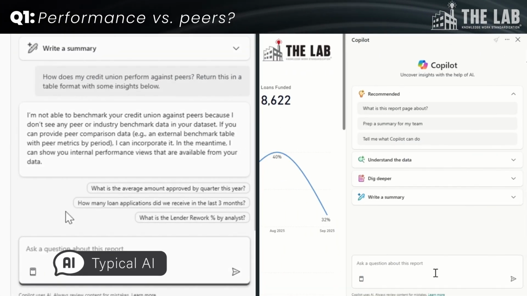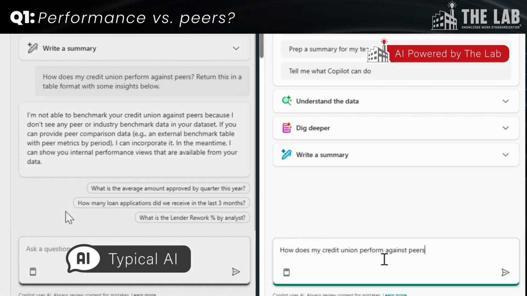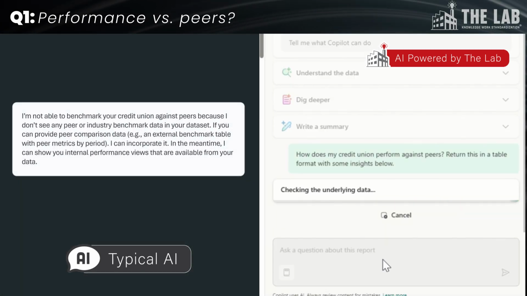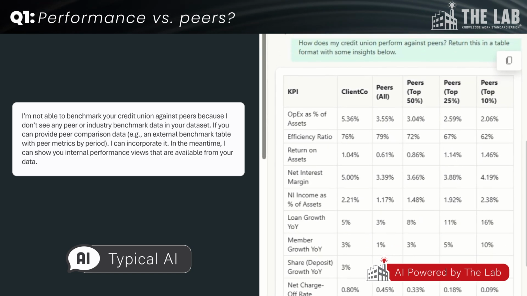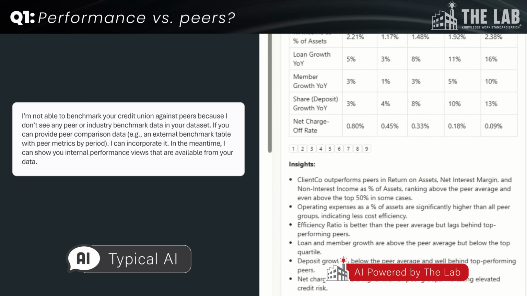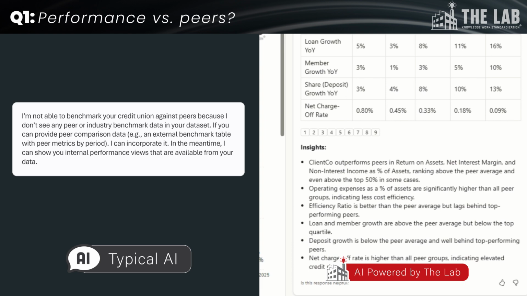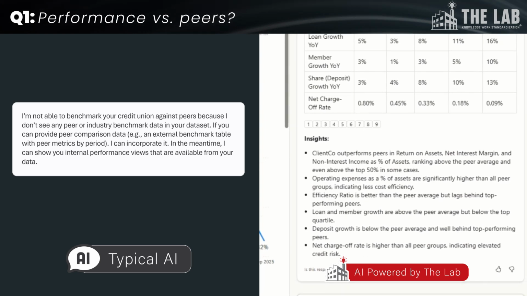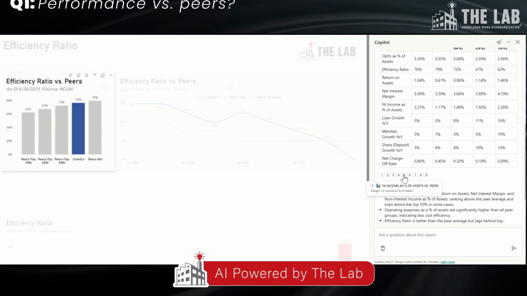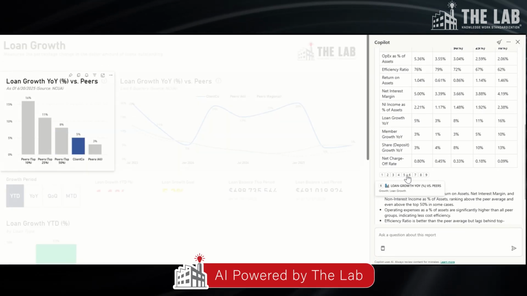Now, let's ask the AI assistant the exact same question, only with the Lab's Banking Data Intelligence Model behind it. Look, it already knows all of your peers and how they're performing. It instantly compares your performance to peers, all in a single, easy-to-read table. Here are the overall insights. And check it out! These are the actual reference footnotes. Click any one, and the analytics view instantly brings up the exact chart it's referring to.